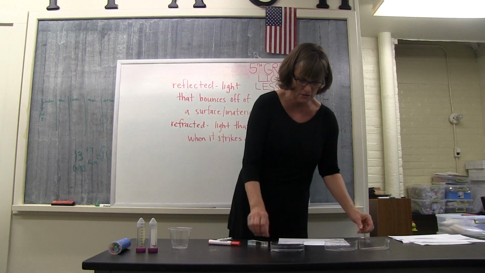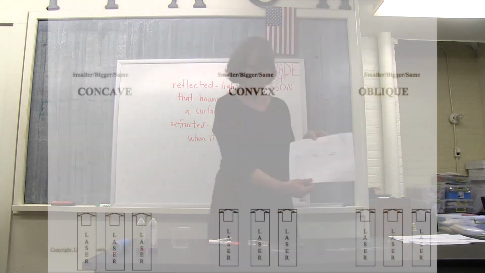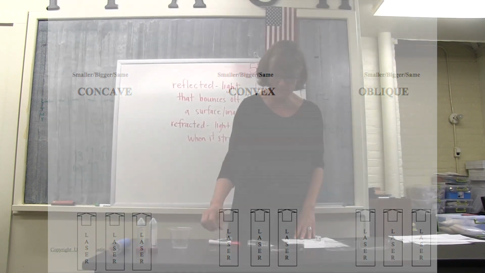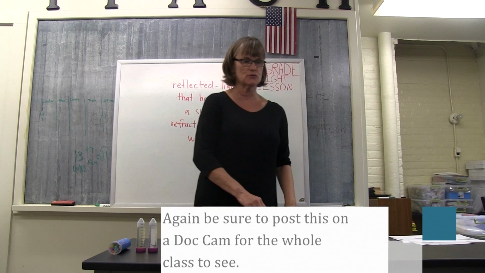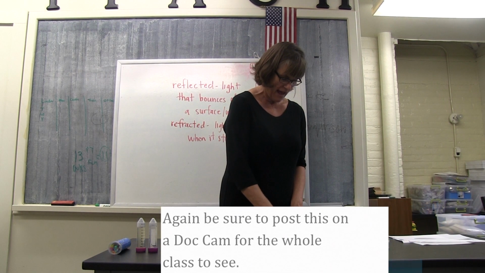So you'll be taking turns at your desk with this. You'll have a placemat that looks like this. It says convex, concave, convex, and oblique. Okay? You'll place the lenses on the placemat, and then you'll be shining the laser through. And again, you're going to be recording the path of the light each time.